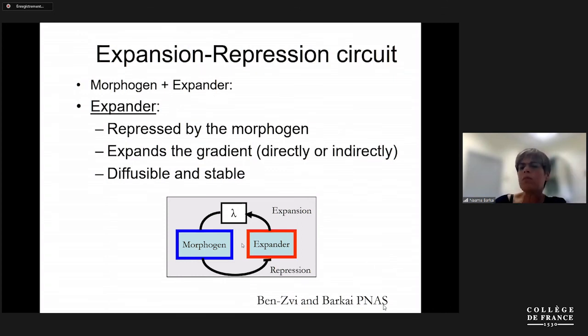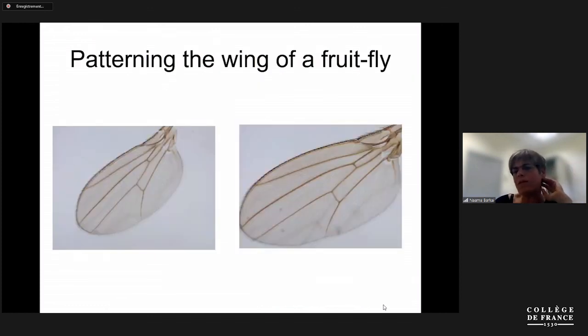So what we need to assume about this extra molecule, the expander, is that, like I said, its expression is repressed by the morphogen, it expands the gradient either directly or indirectly, and it's diffusible and stable. So this gives us, if you want, a recipe to go and look for additional expanders or additional systems that maybe function this way. And the system that we noted and paid attention to was this system that I showed you before.